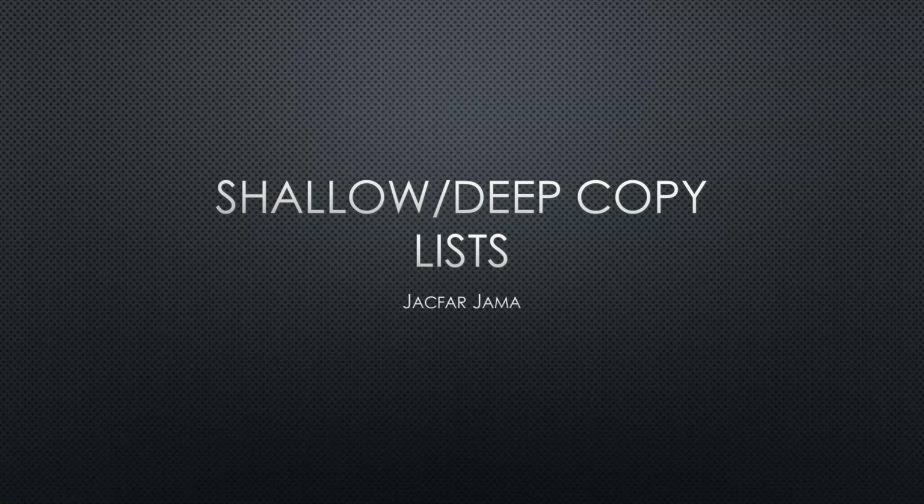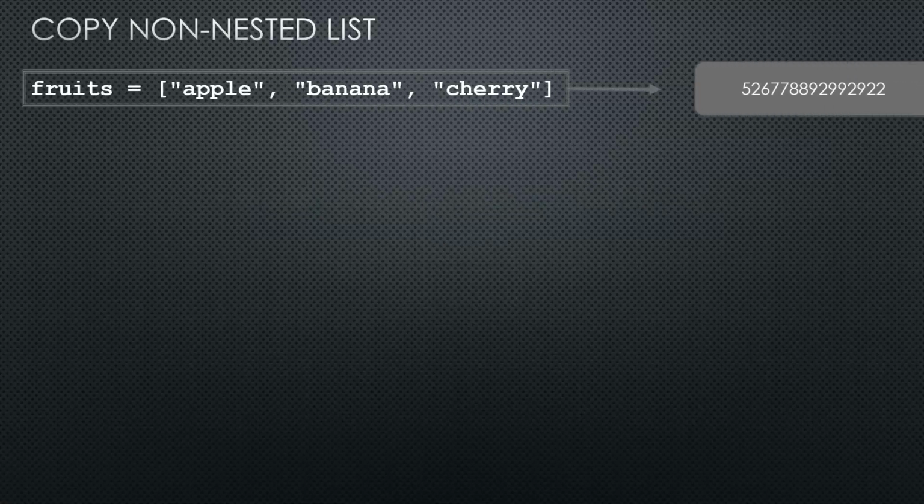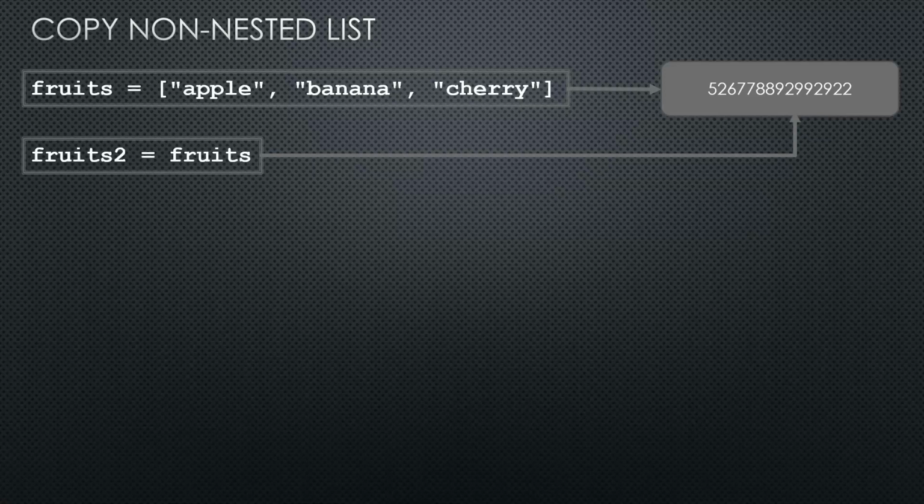Last video I explained that Python variables are essentially pointers to a memory location. Here I will further explain how we can deal with copying lists. When we create a list, that list is assigned to a memory location, and a way that we can copy a list is by assigning it to another variable. However, this is actually not copying, because when we assign fruits2 to fruits, both variables are pointing to the same memory location. So if we append anything to fruits, that will affect fruits2.